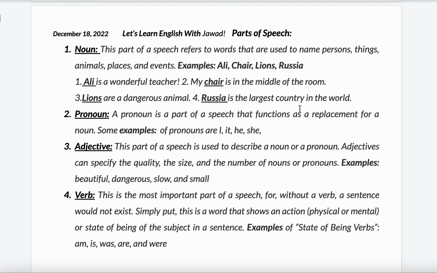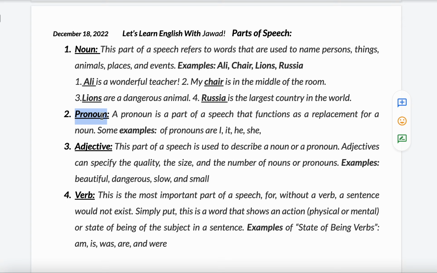Let's talk about the second one, which is pronoun. The first one was noun, and the second one is pronoun. Before starting, let's brainstorm and see what a pronoun means. A pronoun is a part of speech that functions as a replacement for a noun. Let's put it in easy words: a pronoun is a word which is used instead of a noun to stop its repetition.